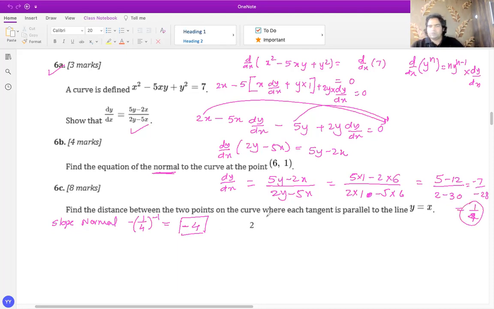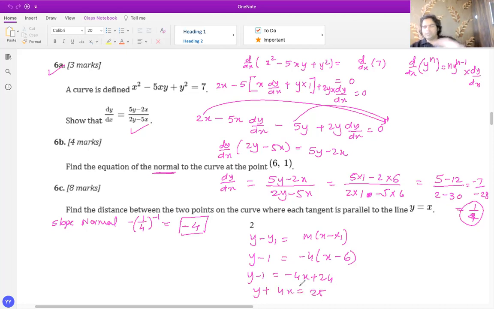Now we just do the normal procedure of finding the equation as y minus y1 equals m times (x minus x1). So it'll be y minus 1 equals, m is negative 4, times (x minus x1). And if you take x1, that's nothing but 6. So y minus 1 equals negative 4x plus 24. Bring it here. So y plus 4x equals 25.